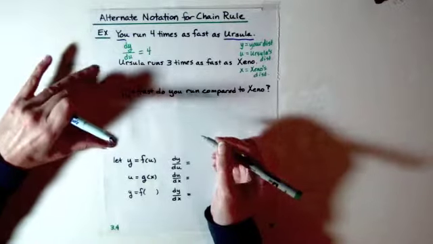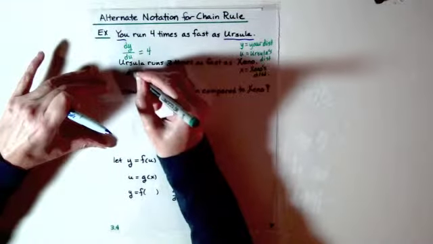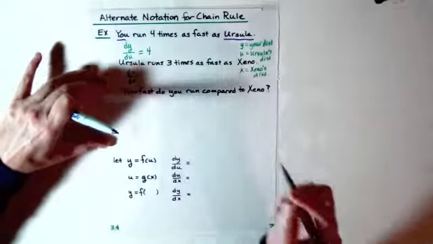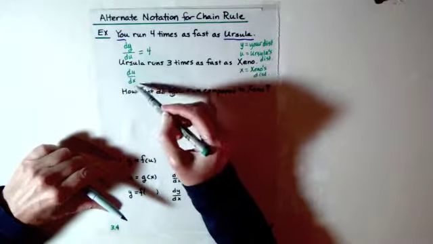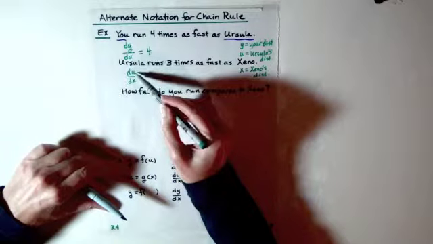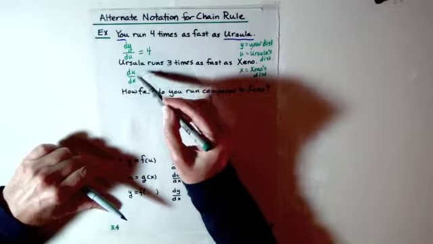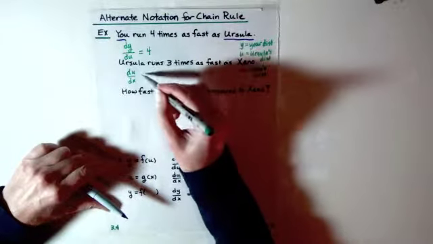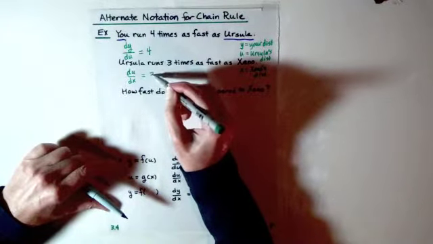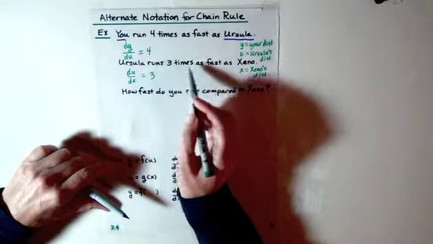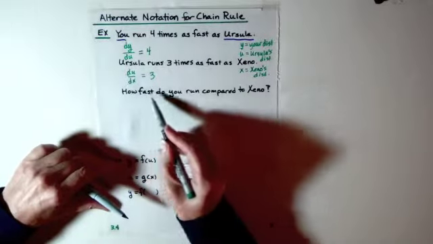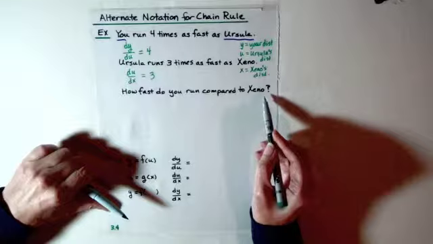Well, I could go ahead and write the symbol du dx, where this would represent the rate that Ursula's distance is changing with respect to Zeno's distance. And we know that that rate is 3. Ursula runs 3 times as fast as Zeno runs. Now I want you to try to answer the question, how fast do you run compared to Zeno?